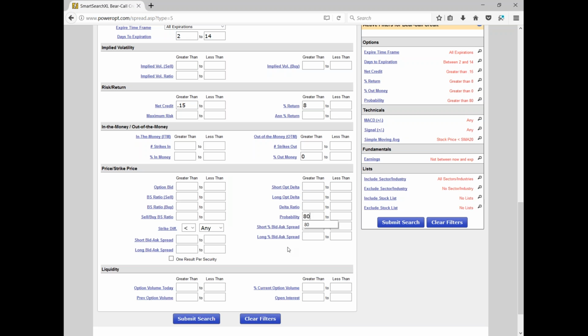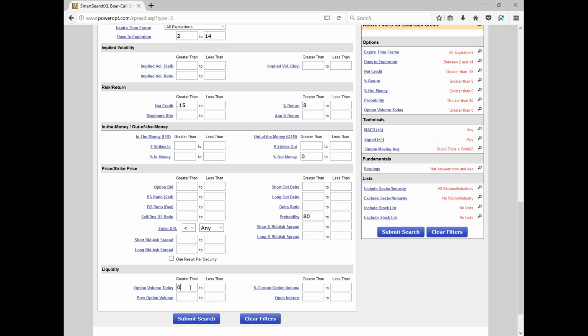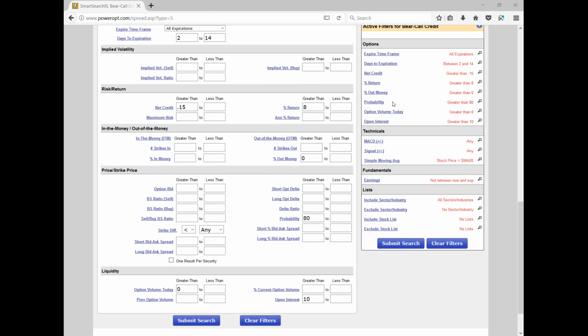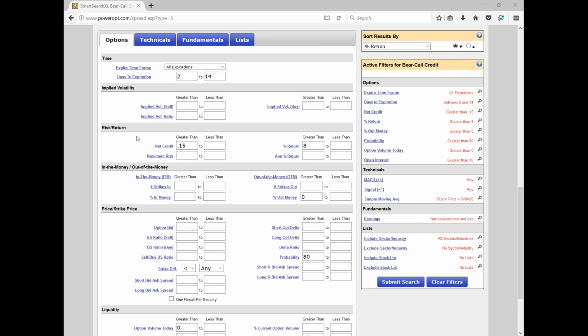As always, I might want some liquidity. So let's just put in something basic. I only want to see options that have traded at least one contract today or more. So I'll just put an option volume greater than 0 to show active options. I'm going to want an open interest of greater than 10. Okay, is that a lot of criteria? Now think about it. Here, as I'm changing it, my active filters are going to red, showing me the changes I've made before I've hit submit.